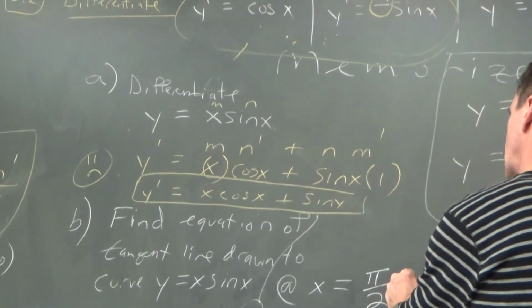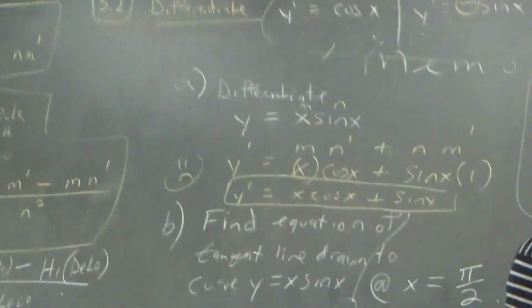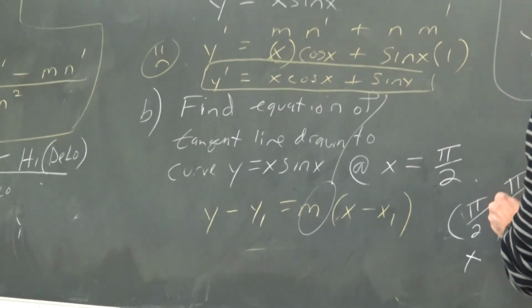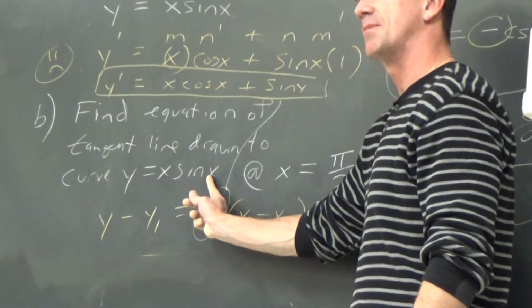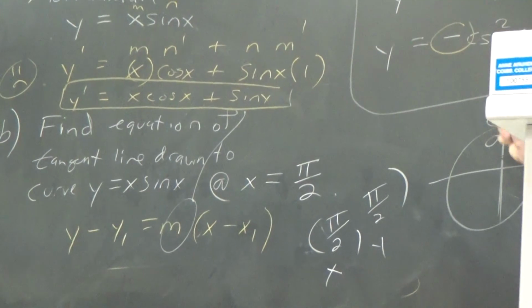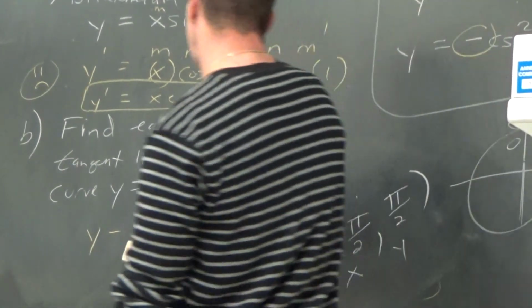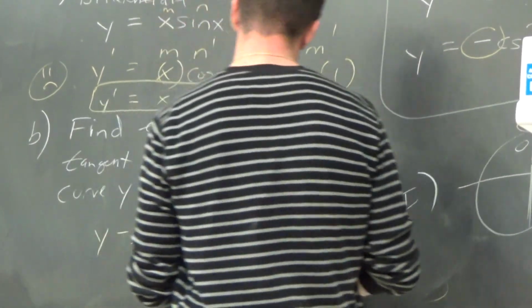So what is x1 gonna be? Pi over 2. Let me put this off to the side. At x equals pi over 2, y is also pi over 2, because pi over 2 times sine of pi over 2 is pi over 2 times 1. So let me put that here: your pi over 2, your pi over 2.